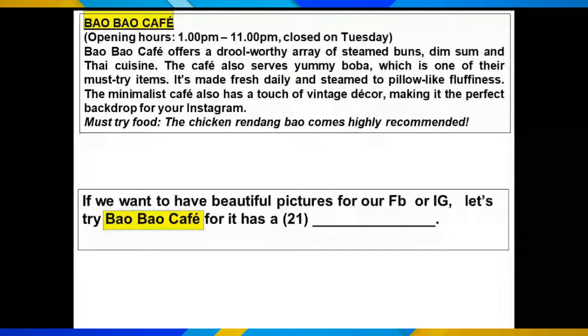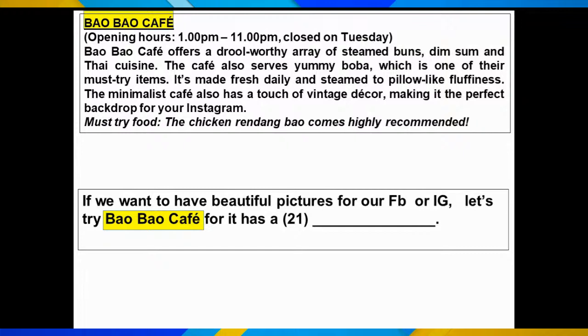Okay, now I'm going to read for you. Bau Bau Cafe, opening hours 1 p.m. to 11 p.m., closed on Tuesday. Bau Bau Cafe offers a drool-worthy array of steamed buns, dim sum, and Thai cuisine. The cafe also serves yummy boba, which is one of their must-try items. It's made fresh daily and steamed to pillow-like fluffiness. The minimalist cafe also has a touch of vintage decor, making it the perfect backdrop for your Instagram. Must-try food, the chicken rendang bao, comes highly recommended.